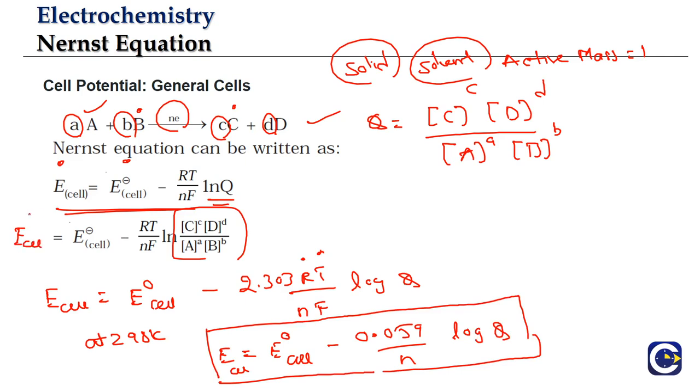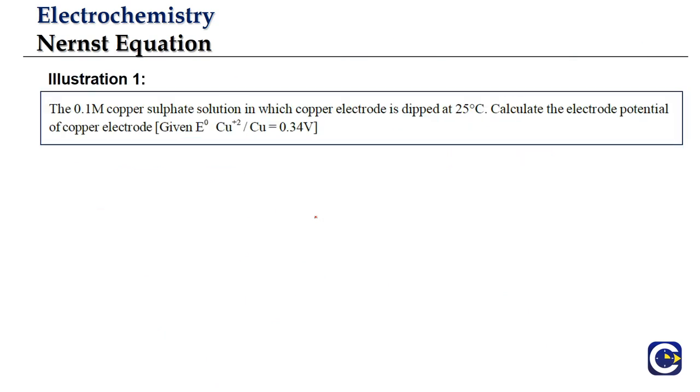E cell will be equal to E naught cell minus RT by NF ln Q. For the general reaction we can remember Q as the concentration of the products raised to their powers divided by the concentration of the reactants raised to the suitable powers. So this is about the Nernst equation for the general cells. Now let us look at some illustrative problems based on that. Then we will be able to understand how to apply these concepts.